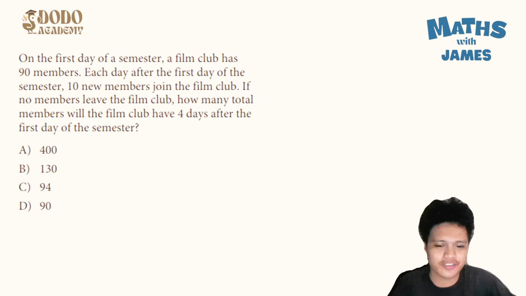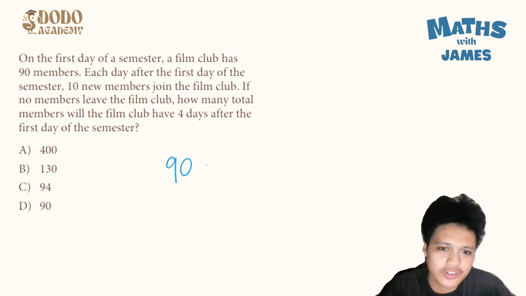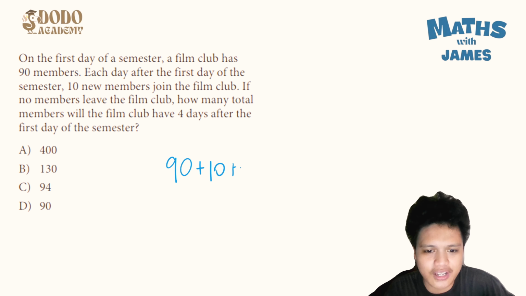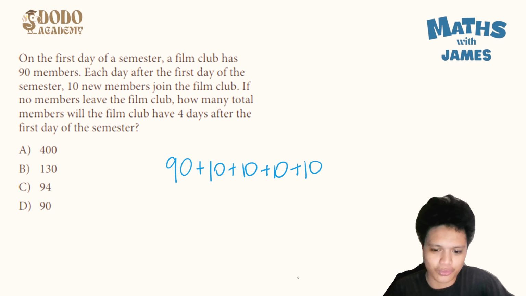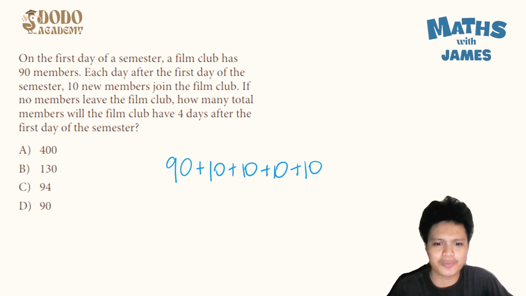So, this is actually very simple. Take note that for the first day of the semester, there are actually 90 members. And it was said that for every day, there's an additional 10 new members. So, an additional 10 for the first day, 10 for the second, 10 for the third, and another 10 for the fourth day.